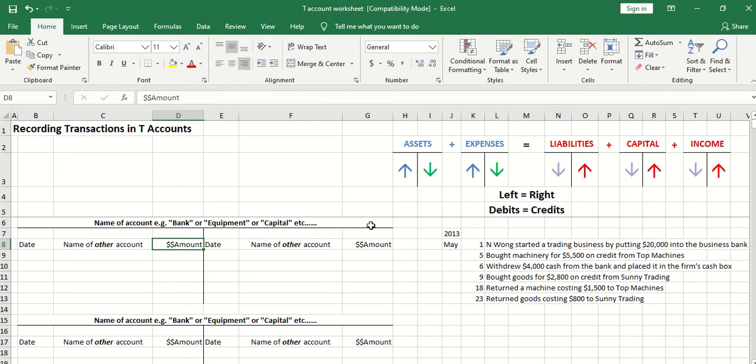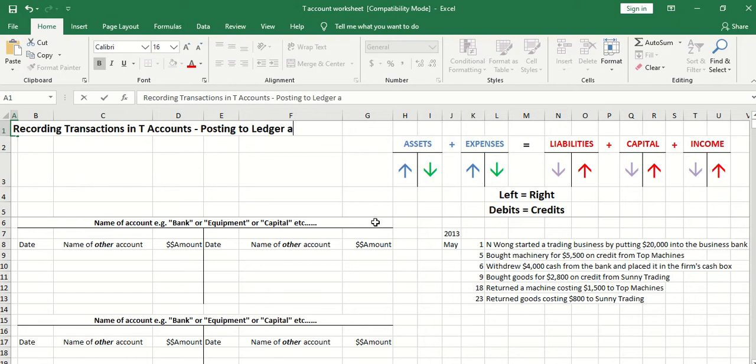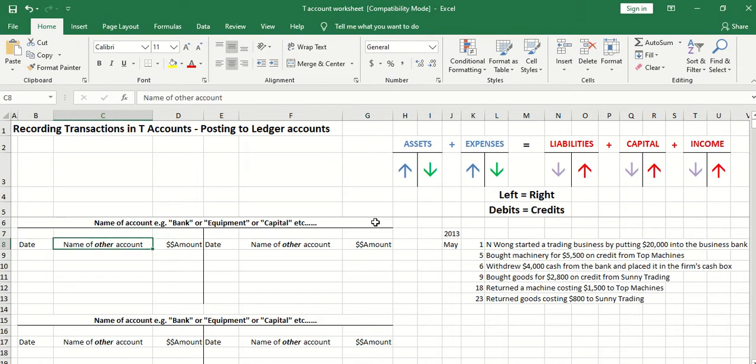Hi everybody. This is a video to help you learn the basics of recording transactions in T accounts, as I've written up here as a title. Sometimes this is also known as posting to ledger accounts. It means the same thing, and it is entering accounting transactions into these lovely T accounts.